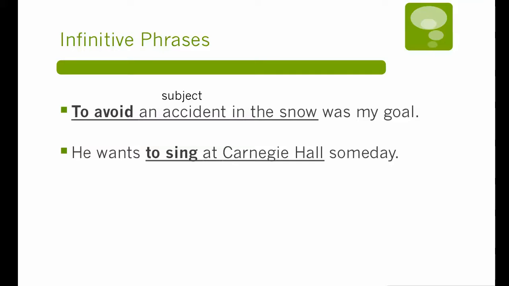He wants to sing at Carnegie Hall someday. To sing is the infinitive. At Carnegie Hall is a prep phrase modifying to sing, so the entire infinitive phrase is to sing at Carnegie Hall. This phrase is functioning as the direct object of the verb wants. It's worth noting here that someday is not underlined because someday isn't modifying anything in the infinitive phrase. It's actually telling us when he wants to sing, so it's an adverb modifying wants.